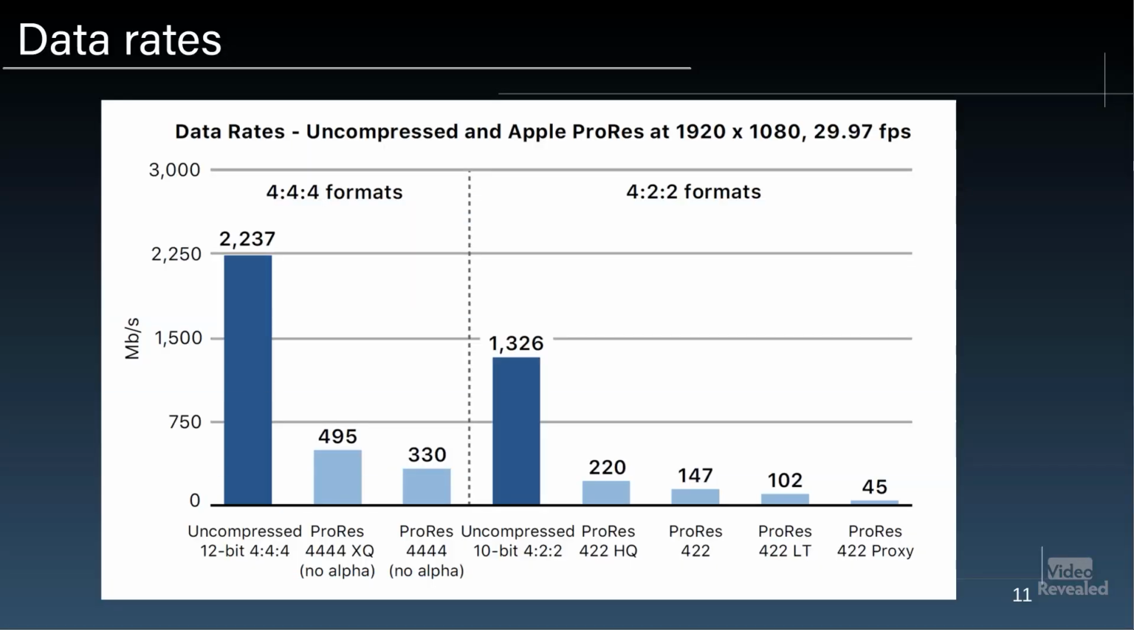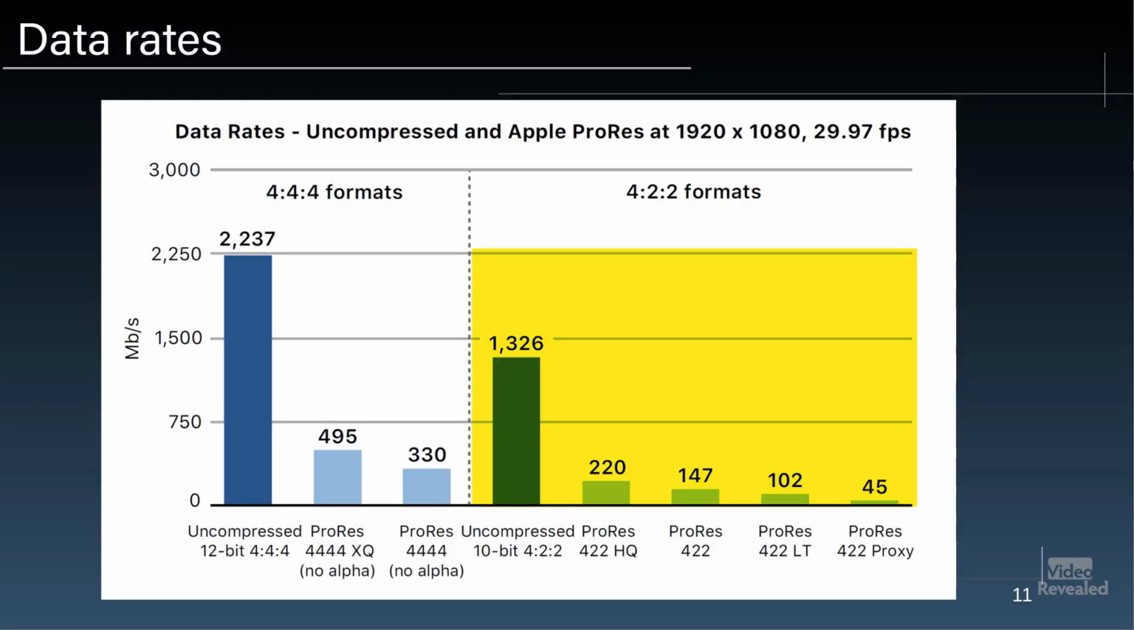So let's look at the data rates. And this is, again, from the white paper, which I'll link to. So this is comparing. The dark blue is uncompressed format. So on the left, this is 444 uncompressed, 12-bit. And you can see it's 2,237 megabits per second. So if you look at ProRes 444 without an alpha, it's 495. ProRes 444 is 330. So a huge difference in the amount of throughput.